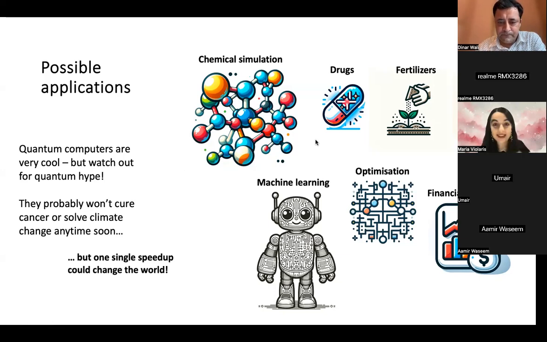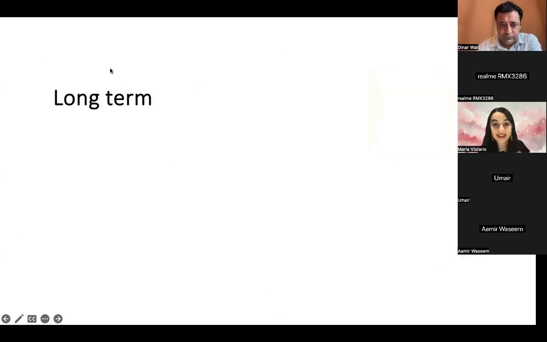For example, even if the only thing quantum computers did was help with designing better fertilizers, if that helps the food production in the world, then it'll be a very world-changing impact. So there's currently research being done in all these areas. And I just wanted to mention some of the long-term aspects as well.